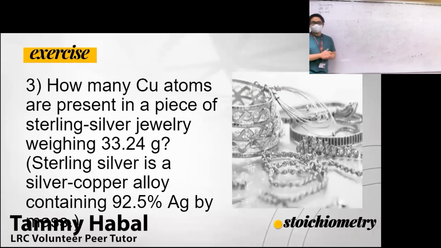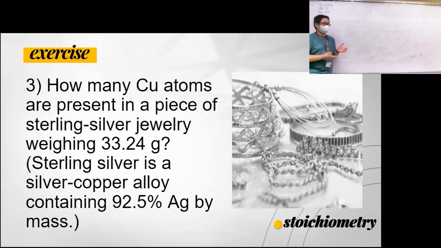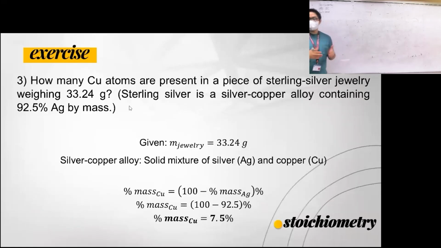So for the first problem, I'll read it muna po. How many copper atoms are present in a piece of sterling silver jewelry weighing 33.24 grams? Now, sterling silver is a silver copper alloy containing 92.5% silver by mass. So in terms of solving this problem, we first have to know kung ano yung hinahanap natin. Next slide po. So, ano yung mga given muna?